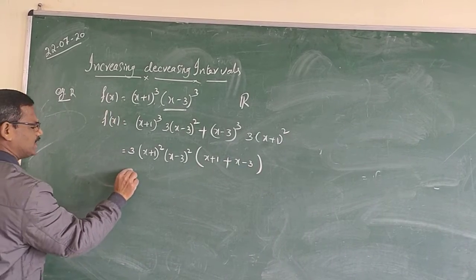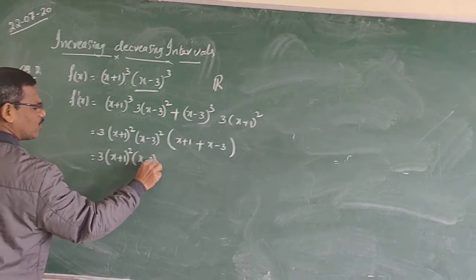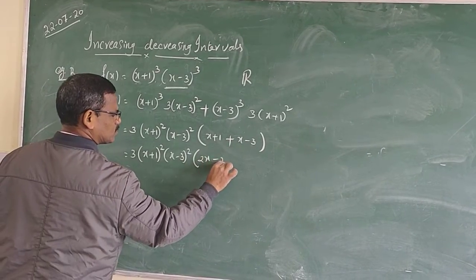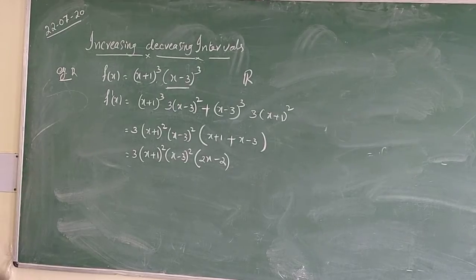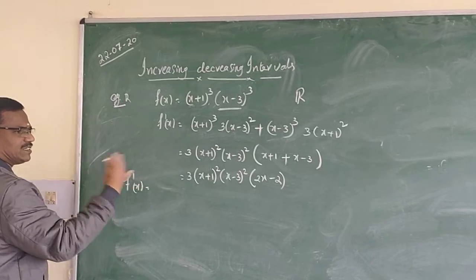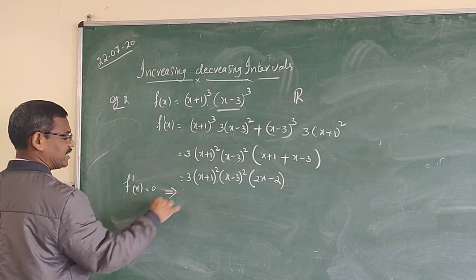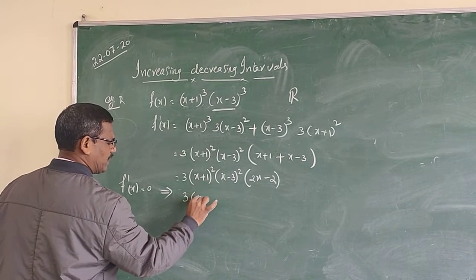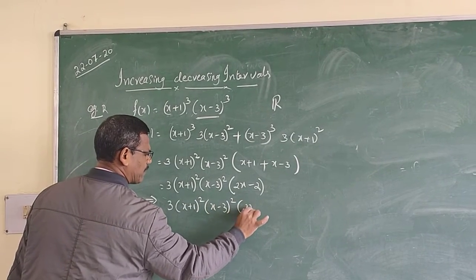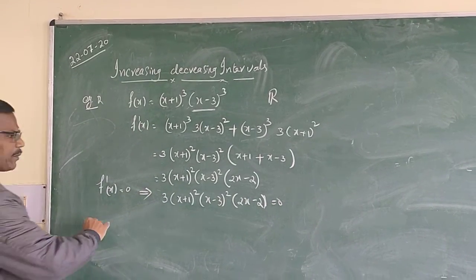Okay, so now it is 3(x + 1)^2 (x - 3)^2 (2x - 2). So this is the f'(x) simplified form. And we know that for increasing and decreasing intervals, dy/dx will give the turning point. That means we equate f'(x) to 0 and get the turning point. That is 3(x + 1)^2 (x - 3)^2 (2x - 2) equal to 0.